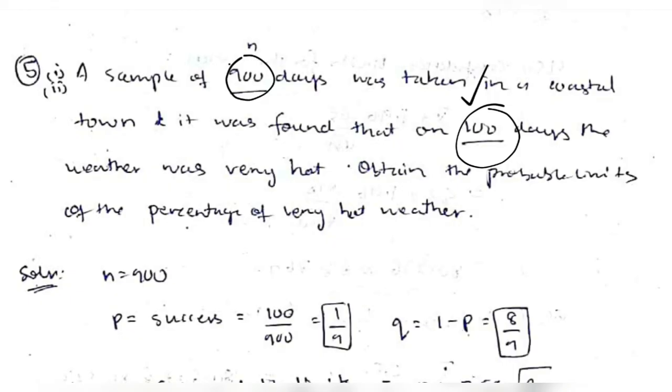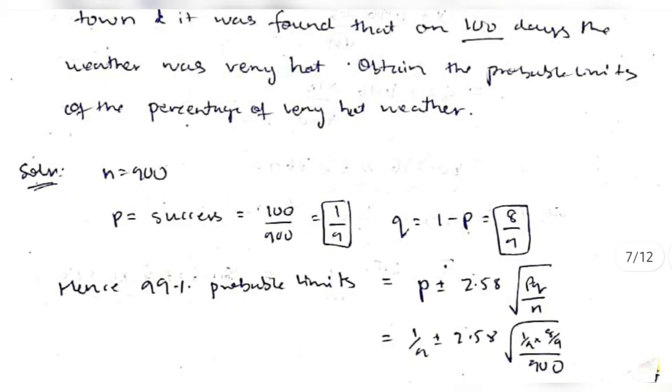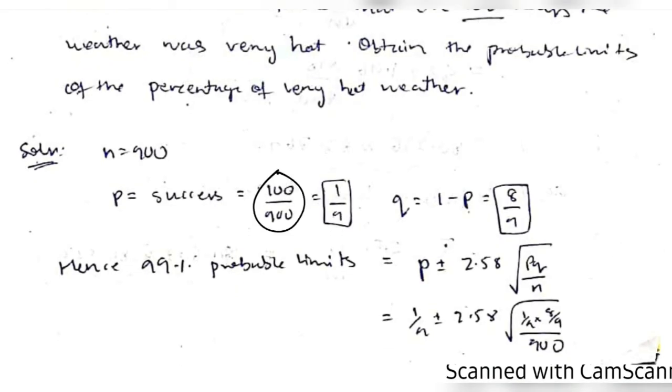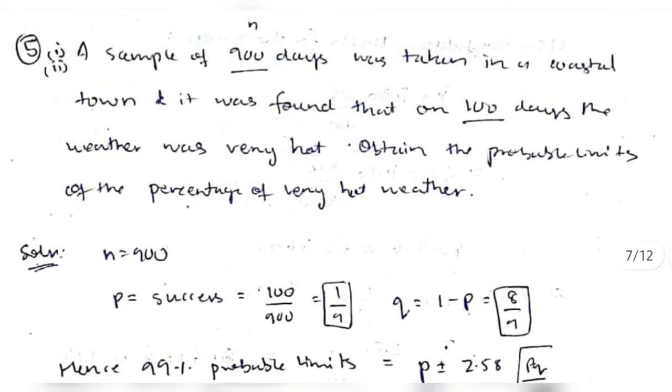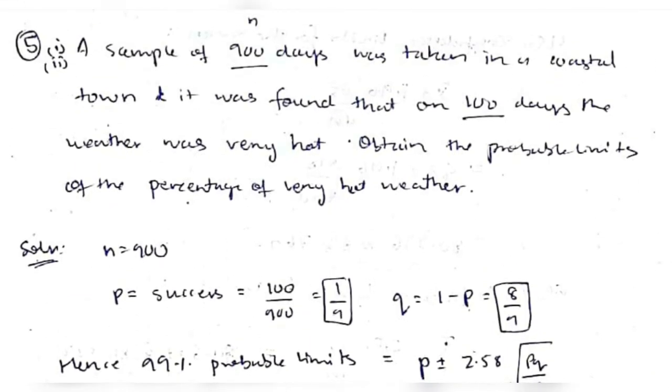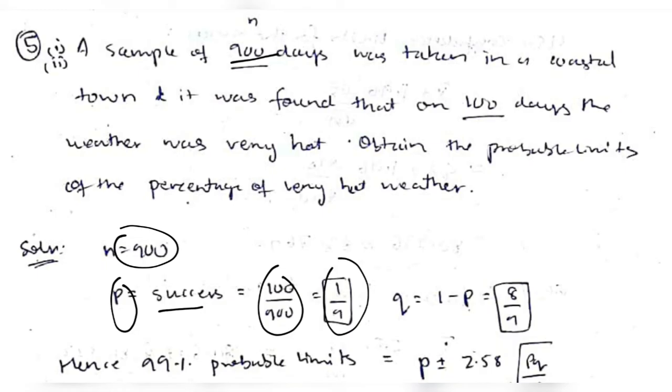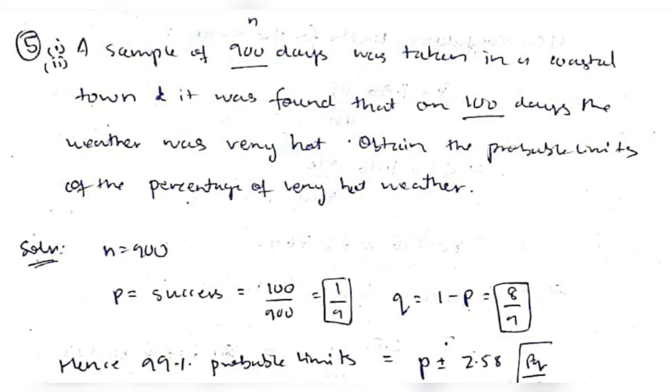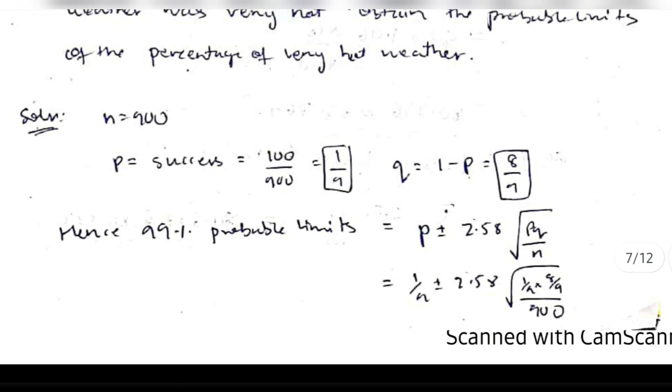When we are given the success rate and the total number of days, we have to go with the formula of P and Q. P can be found by 100/900 and Q by 8/9. The total sample size is given as 900, so n will be 900. P is the success, which is 100/900, which is 1/9, and Q is 1 minus P, which is 8/9. After getting these 3 values, we apply this formula, P plus or minus 2.58 into root PQ by n. We'll use those values to find the answer here.